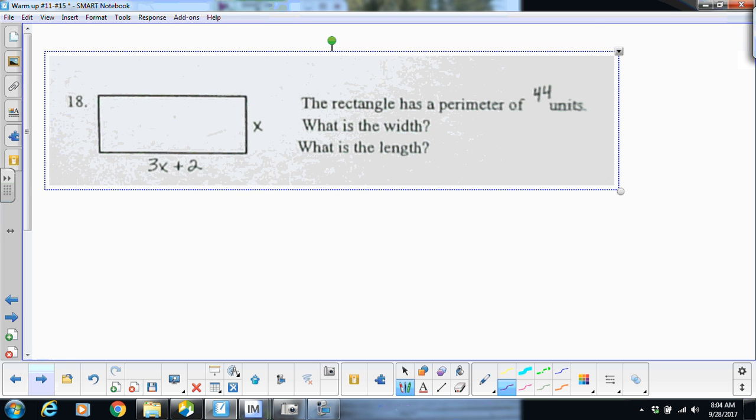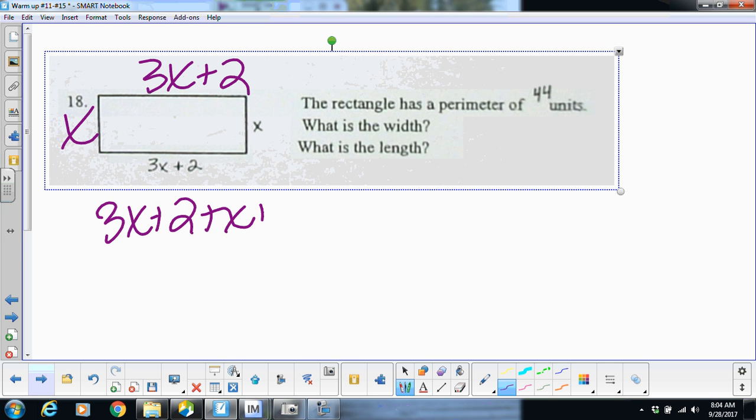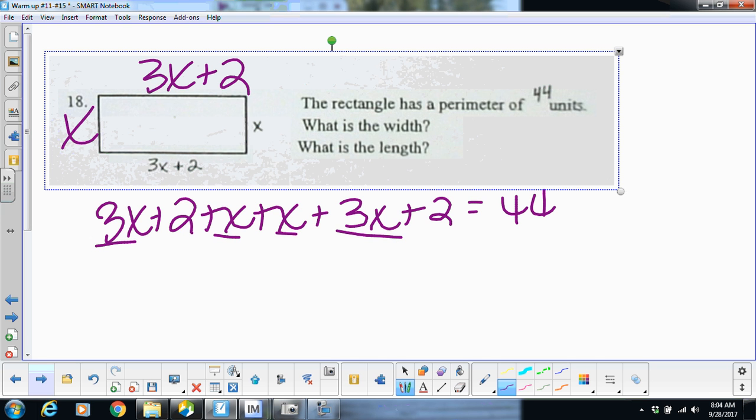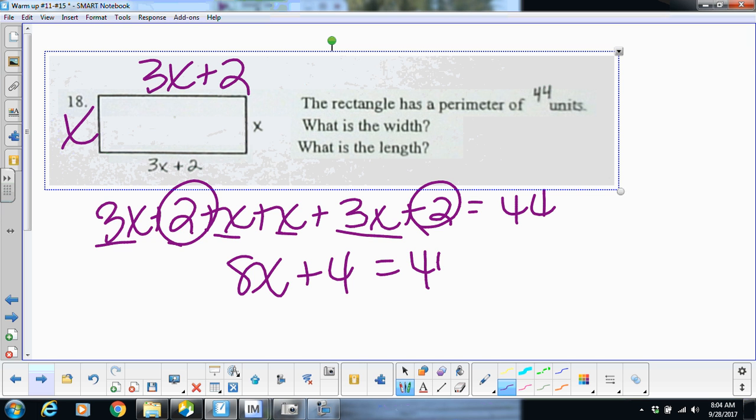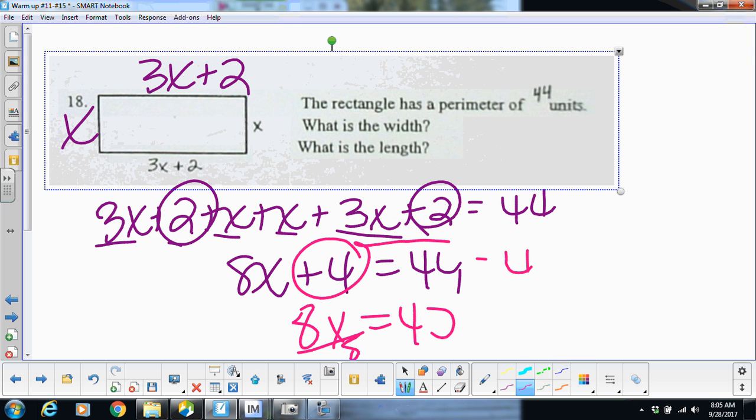Taking us to 18, same thing. It's about a rectangle, opposite sides are the same. So this is going to be x and 3x plus 2. Add all that up, so it's going to be 3x plus 2 plus x plus 3x plus 2, and that's going to equal 44. So 3, 4, 5, 6, 7, 8x, 2, 4. And then we just solve from here. So we're going to subtract our 4 and divide by 8, and x is going to equal 5.